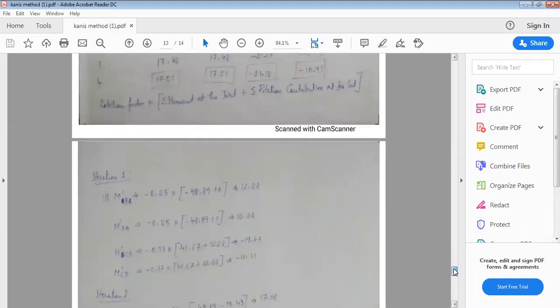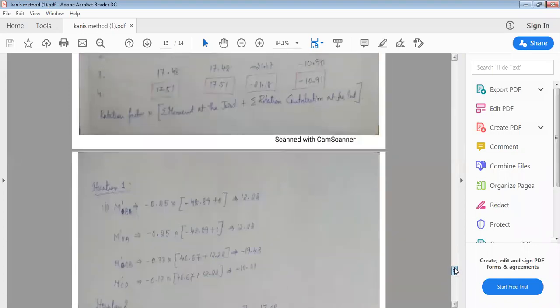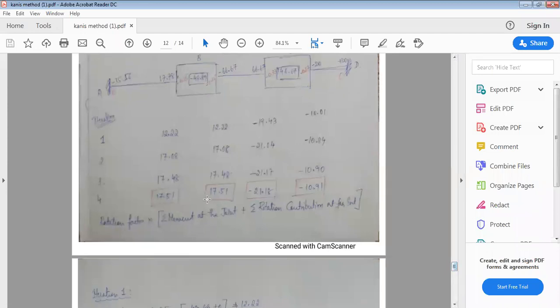The same iteration process will be followed for the second iteration and third iteration. How many iterations do we need to do? We need to go for as many iterations until the difference between 2 iterations is negligible. See here, 4851, here it is negligible. 4851 negligible. 1718 negligible. After decimals, 0.90, 0.91 negligible. So I can stop after the 4th iteration.